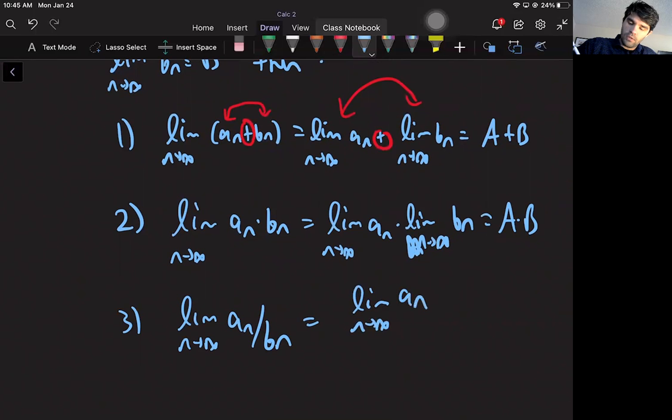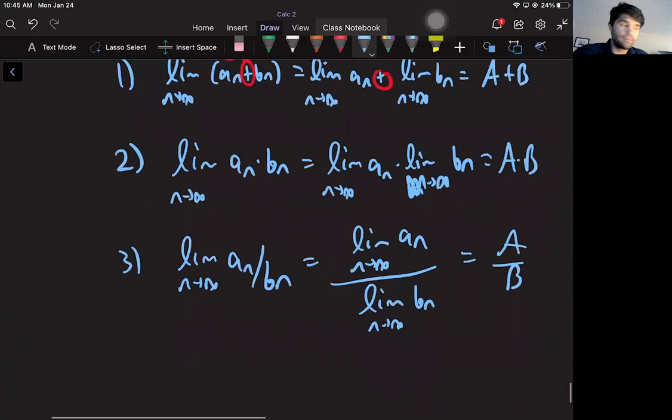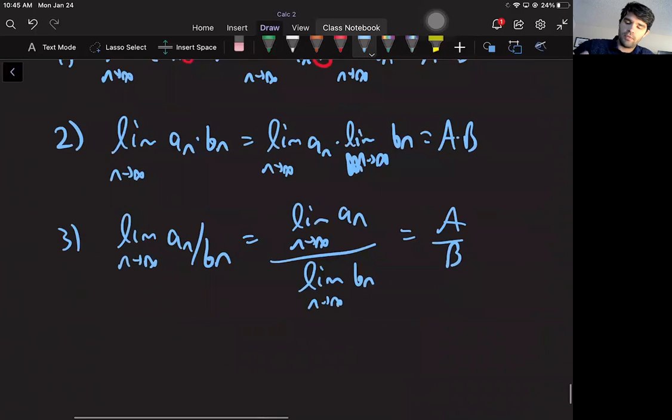So you could do this one and this one independently, and just divide the limits, as long as you aren't dividing by 0. So b can't be 0.